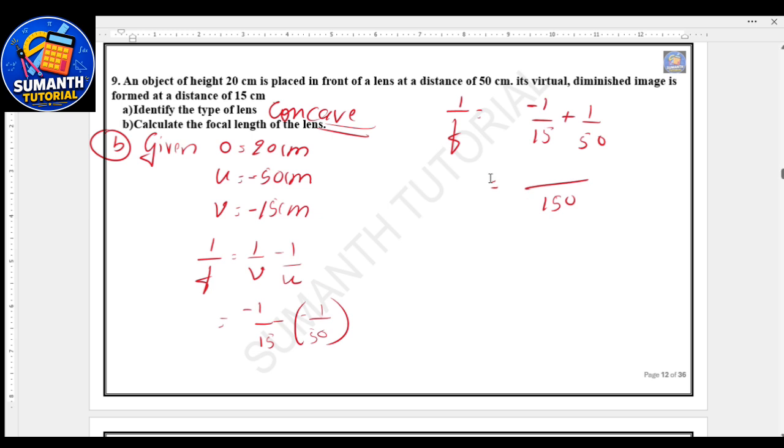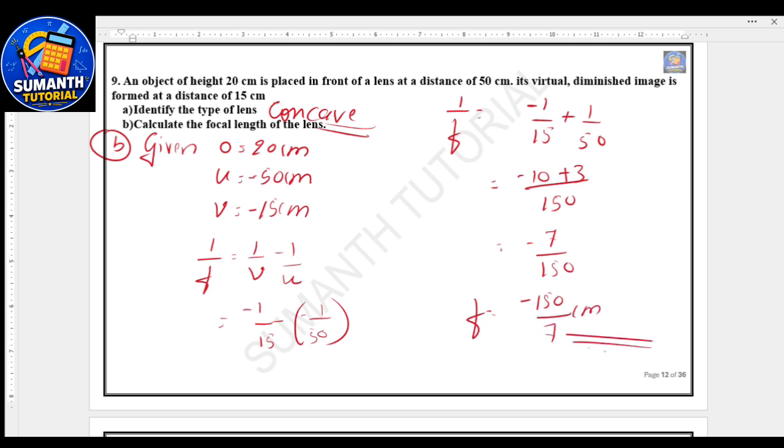15 table 150, it is 15 tens. So it is minus 10 plus 3, 15 threes, right? So it is minus 7 divided by 150, or F is equal to minus 150 by 7 centimeter.